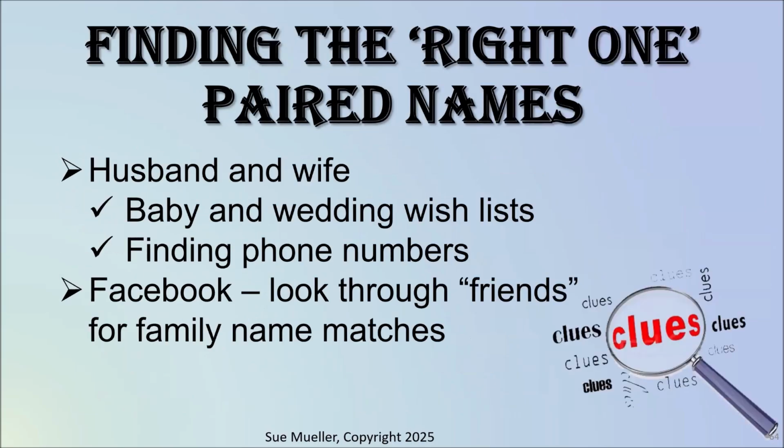And I mentioned about the paired names. And if you think you've located a relative on Facebook, look through their friends to see if this might be the right person. Or just contact them and see if they get back to you. There is a message system on Facebook where you can contact somebody.